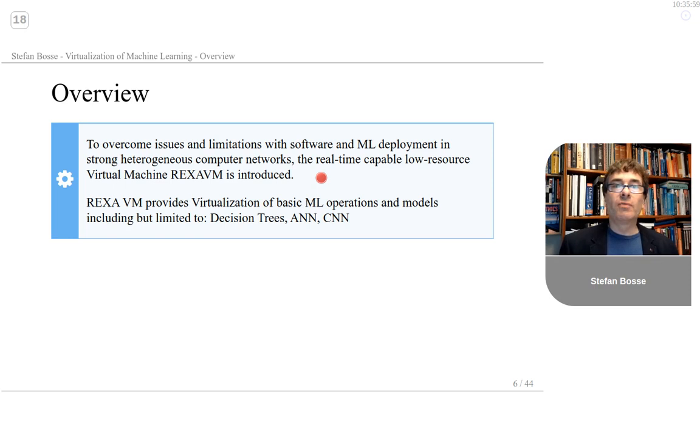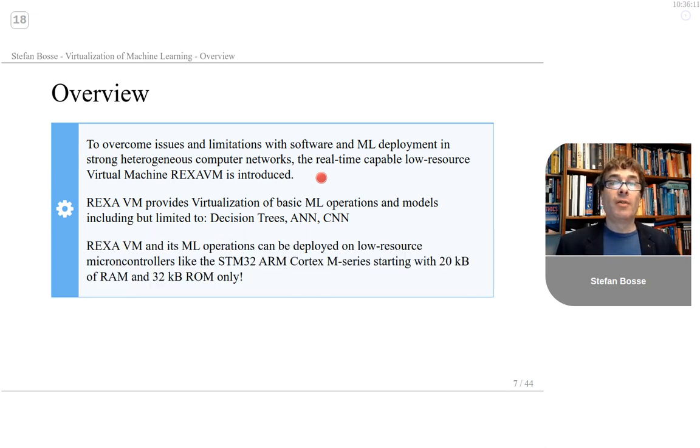So, REXA VM provides virtualization of basic machine learning operations and models, including, but not limited to, decision trees, artificial neural networks, convolutional neural networks. The REXA VM and its ML operations can be deployed on very low-resource microcontrollers like the STM32 ARM Cortex series, starting with 20 kilobytes of RAM only.